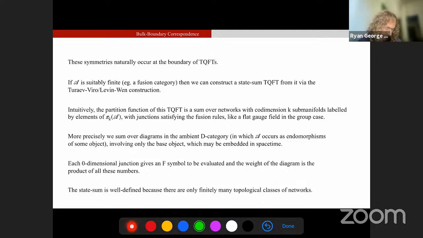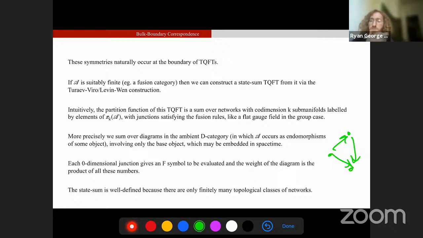A more precise way to say what this all is: you have diagrams in the D category, diagrams that are based at the theory that we're interested in, where A is like endomorphisms at that object. And we just study all of those diagrams which can be embedded into space-time. So for a group, it really would be like choosing a triangulation and drawing arrows and labeling the arrows by group elements, like you're used to.